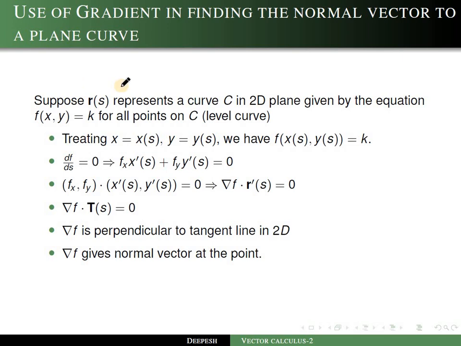We have seen that for a plane curve given by the equation f of x, y equal to k, we can find the normal vector, and the normal vector will be nothing but the del f value evaluated at the point at which we are seeking the normal vector. The tangent line equation also we know, that is f_x into (x minus x naught) plus f_y into (y minus y naught) is equal to 0.